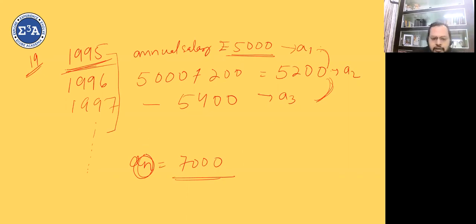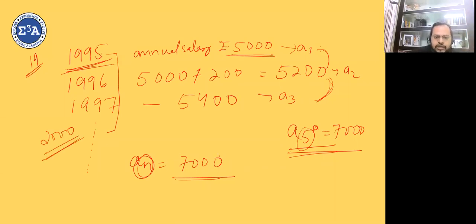Is that simple? Let's take an example. Let's say the fifth term is 7,000. So I can say 5 years from now, that is in the year 2000, his salary will be 7,000 rupees. That is how we have to do the calculation.